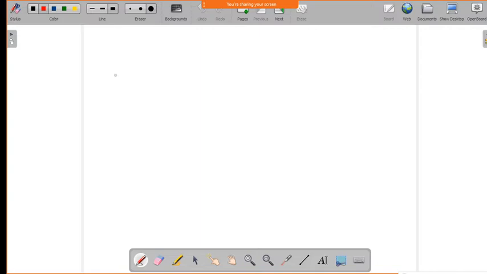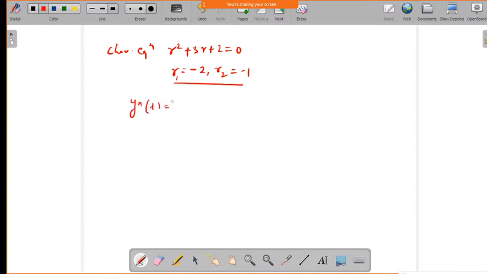So, for the particular solution, anyhow you got the characteristic equation, which is r square plus 3r plus 2 equal to 0. So r1 equal to minus 2 and r2 equal to minus 1. So you got this one. The natural response is given by C1 into e power minus 2t plus C2 into e power minus t. So this you got.